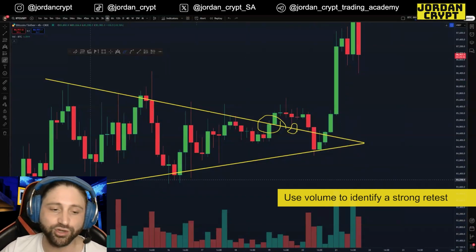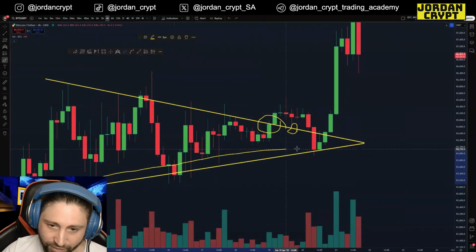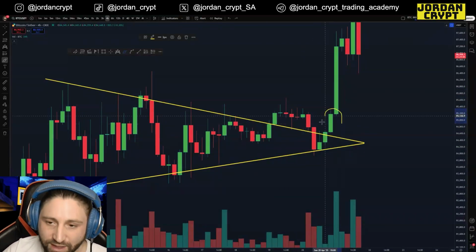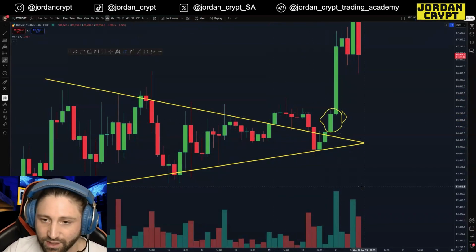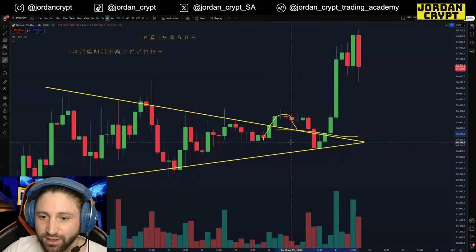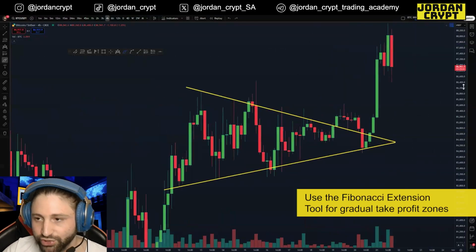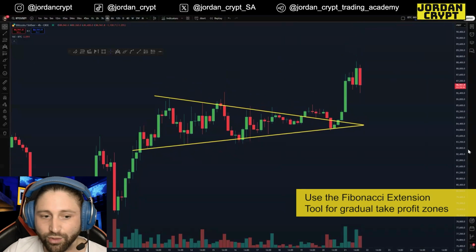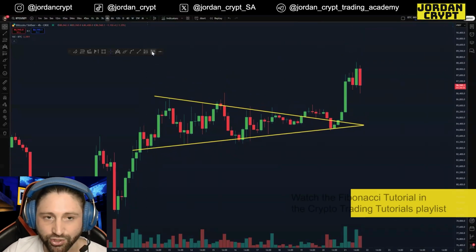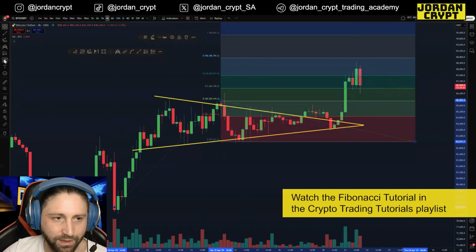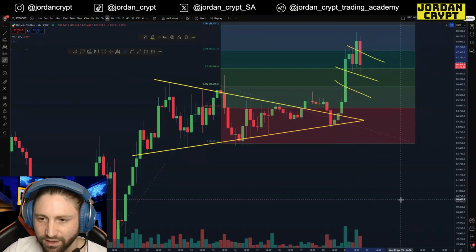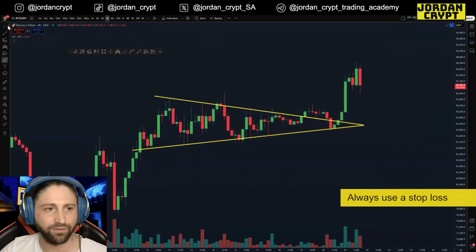You could have traded the longs from the support in the hedge trading strategy. You could have traded the breakout candles, and you could have also traded this retest. Please also use your Fibonacci extension to show you where your gradual take profits should be. Watch my video on the Fibonacci extension if you need to. Very nice take profit levels.